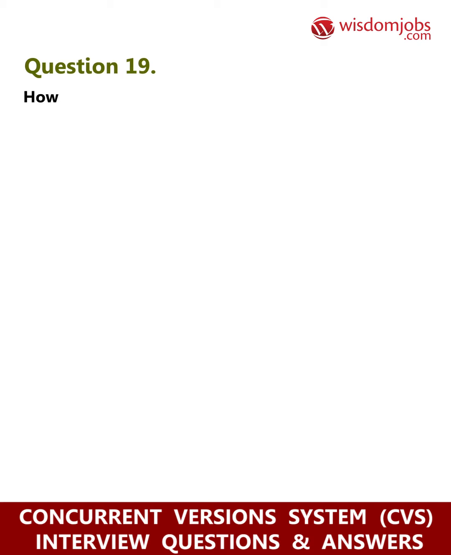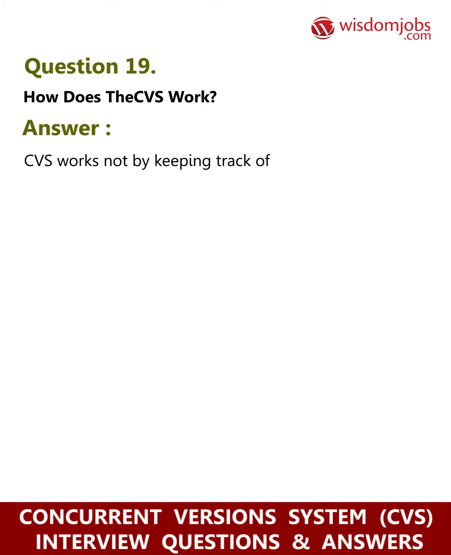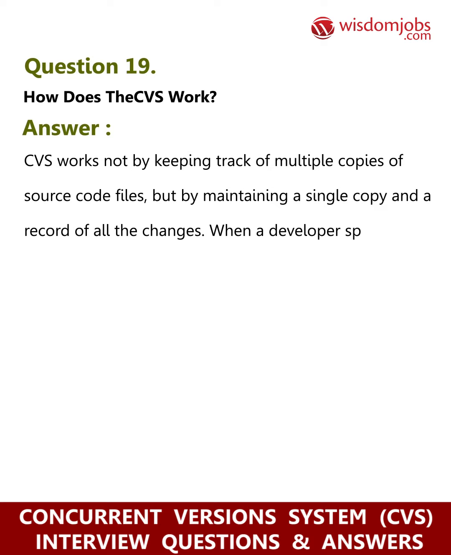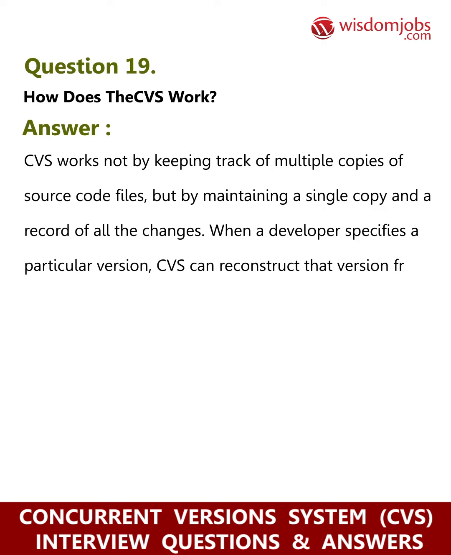Question 19. How does CVS work? Answer. CVS works not by keeping track of multiple copies of source code files, but by maintaining a single copy and a record of all the changes. When a developer specifies a particular version, CVS can reconstruct that version from the recorded changes.